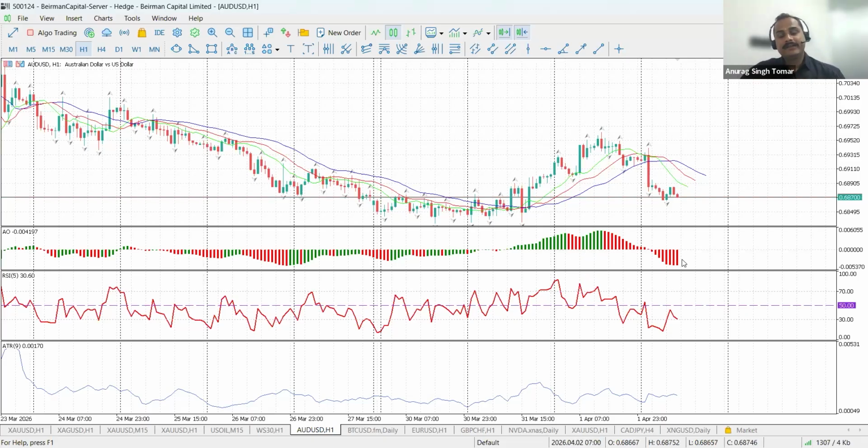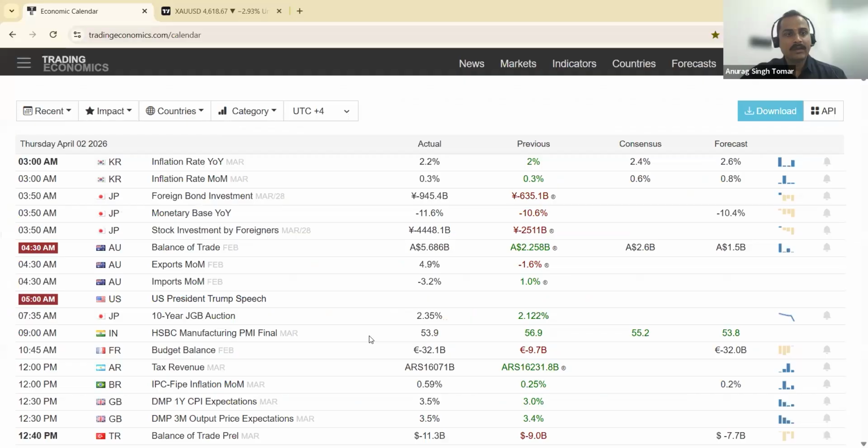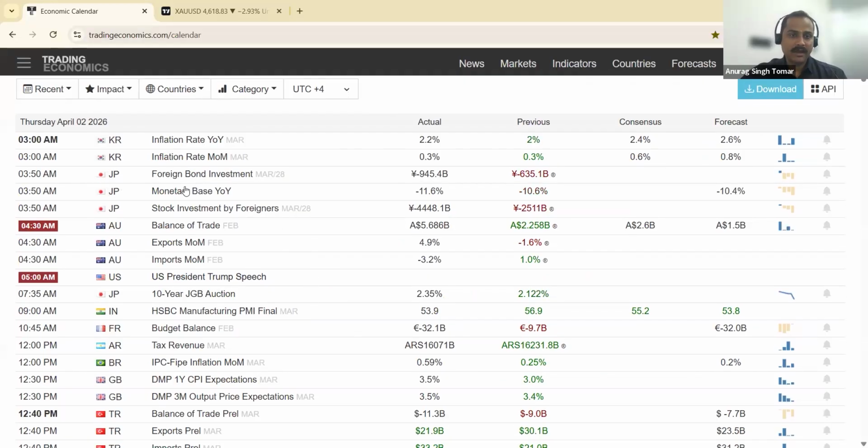Now we have discussed the technical part. Now let's move on to the economic calendar. So let me share my screen, right? And for this, I'm using the Trading Economics chart. And this is the data for today, right? So Japan foreign bond investment. Previously it was negative, now it is more negative.